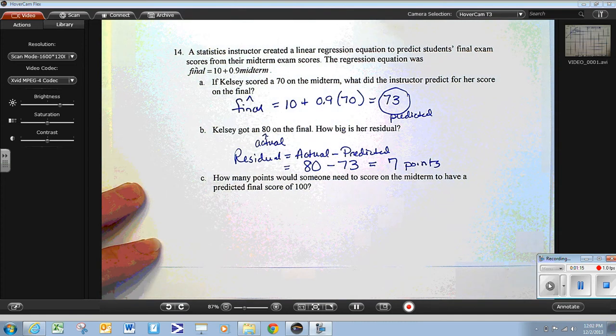Those who had the negative 7 interpreted what a residual was in reverse, and keep in mind, as residuals are used, there needs to be that consistency of actual minus fitted or actual minus predicted.